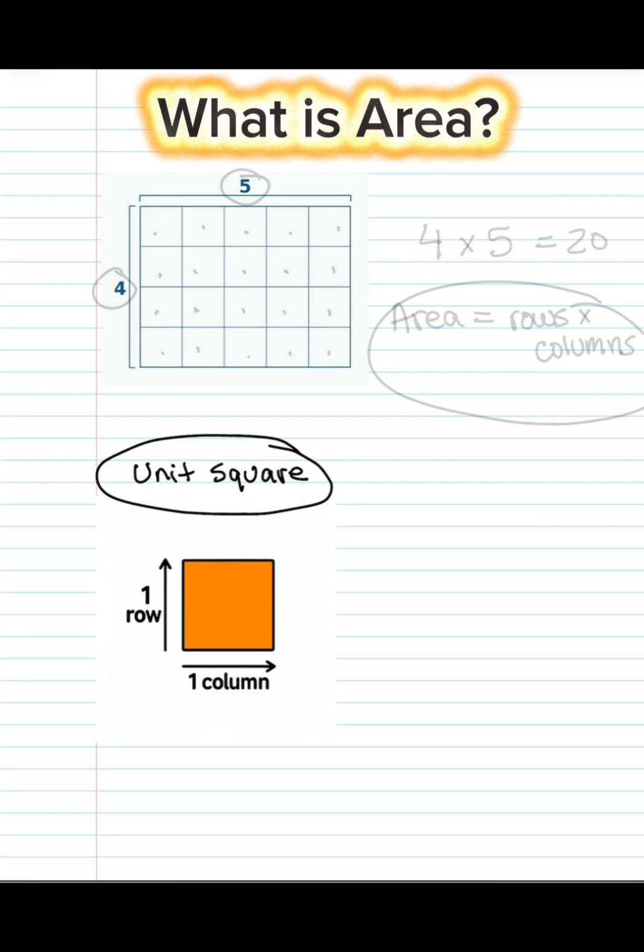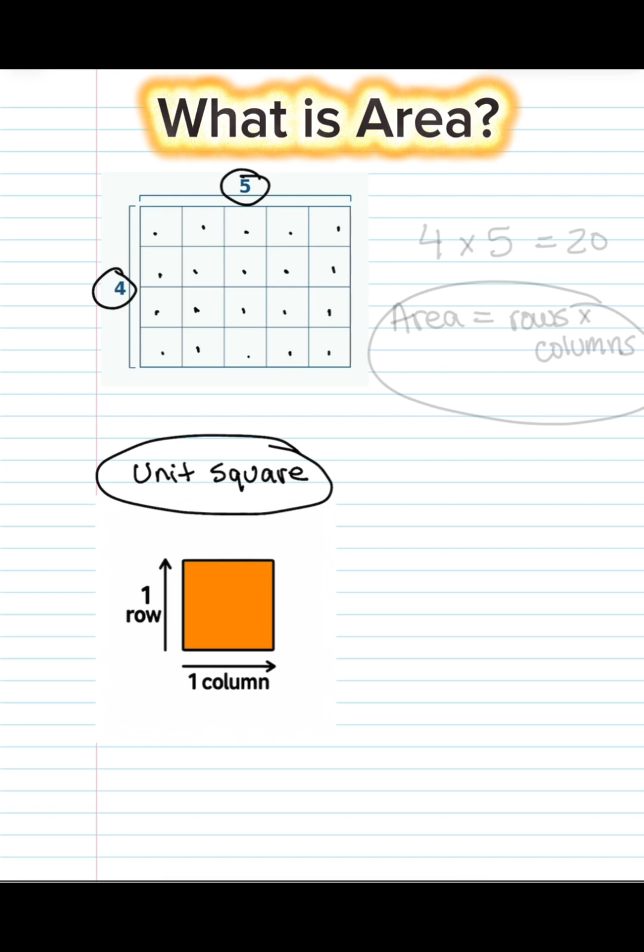So how do you find it? You make or imagine a grid of equal squares, of these unit squares. So in this picture here, we have 4 rows by 5 columns. And these rows and columns are made up of unit squares. So we could count them to find the area. 1, 2, 3, 4, 5, 6, 7, 8, 9, 10, 11, 12, 13, 14, 15, 16, 17, 18, 19, 20. So we have 20 unit squares.